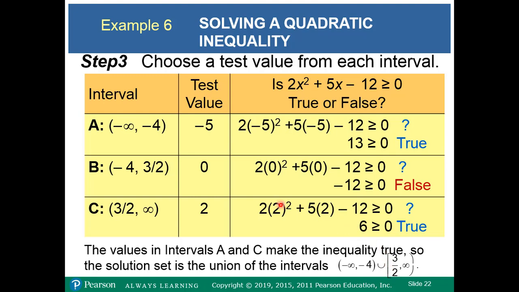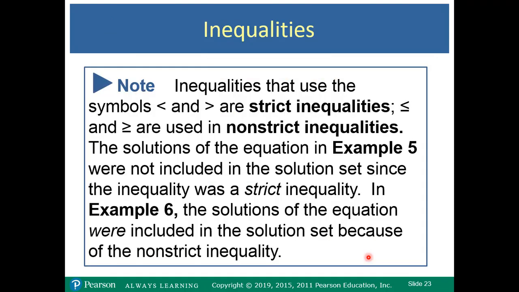Hold on a second. So this is greater than or equal to 0. This should be a square bracket, because it is 0 at -4. And we say greater than or equal to, so this would be a square bracket. This should be a square bracket, not a parenthesis. Okay, just note that.